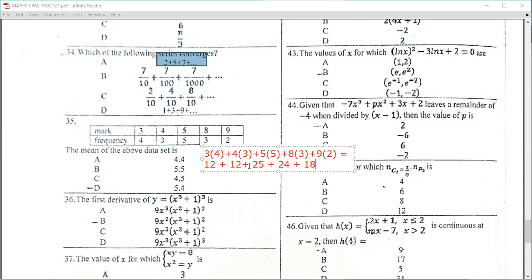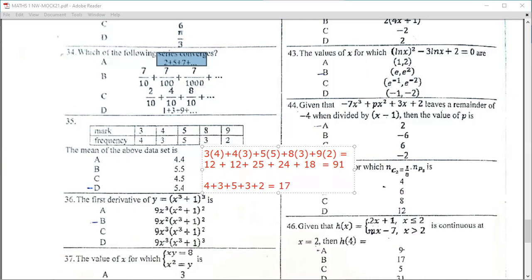So this gives us 24 plus 25, that's approximately 49. 49 plus 20 is 69, 73, 83, and 91. I just hope I'm right. So this is 91. Now we divide by the sum of frequency. The sum of frequency here is 4 plus 3 plus 5 plus 3 plus 2. So 4 plus 3 is 7, plus 5 is 12, plus 3 is 15, plus 2 is 17. So this is equal to 17.